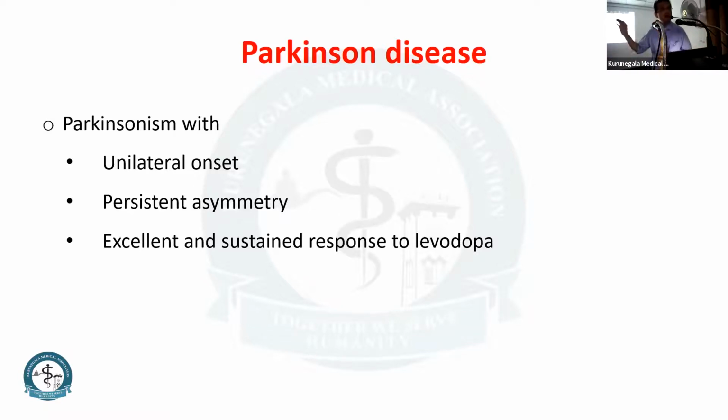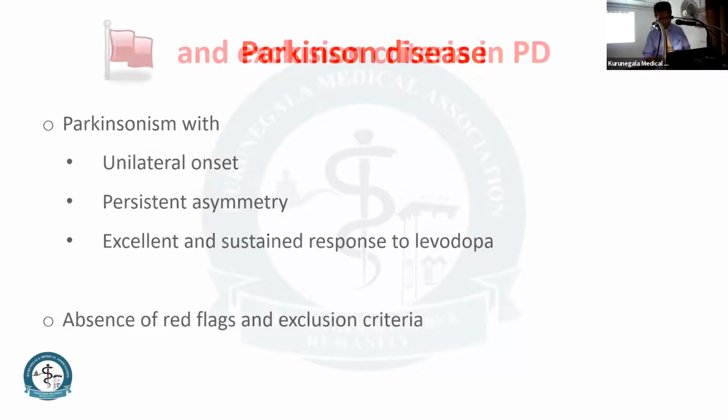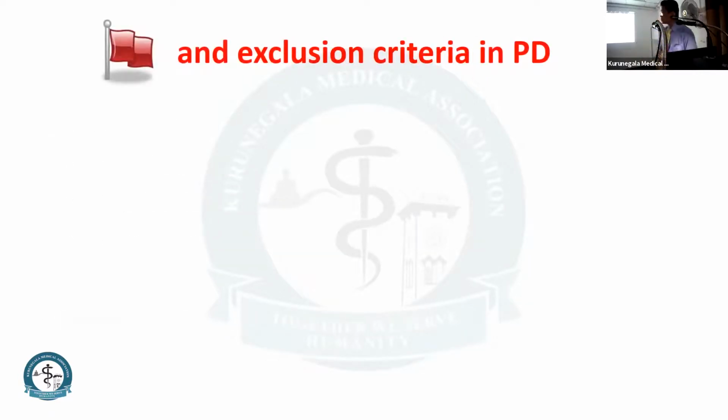So those are the 3 characteristic features of idiopathic Parkinson disease: unilateral onset, persistent asymmetry, and excellent response to levodopa, which is the dopamine replacement that we give. That's one other feature. For us to diagnose Parkinson disease, we have to rule out what are called red flags and exclusion criteria. So what are these red flags? So we will go through. Red flags are danger flags.